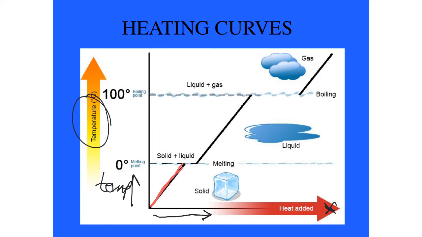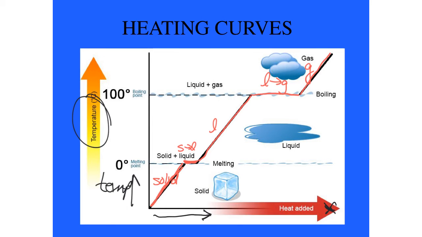Anytime the temperature is rising, you're adding heat and temperature is rising, this is a solid. And then the temperature levels off, and what that's illustrating is a solid becoming a liquid, and then the heat increases the temperature again, and that's when it is all liquid, and then it levels off again, and that's a liquid going to a gas, and then it goes up again, and you have all gas.